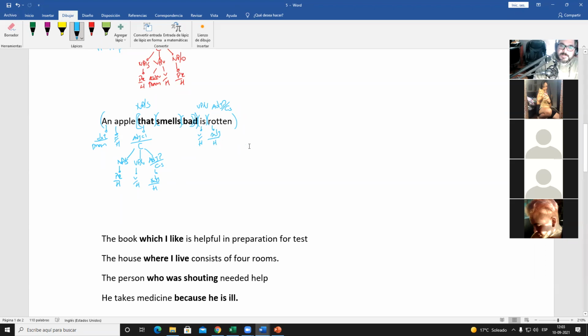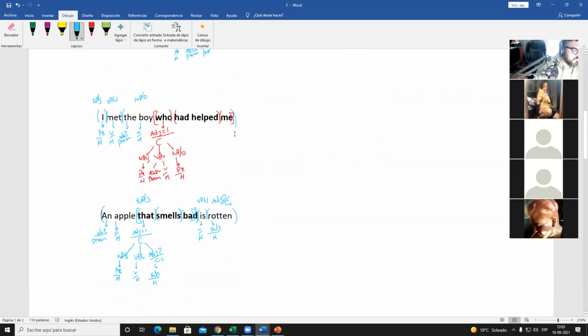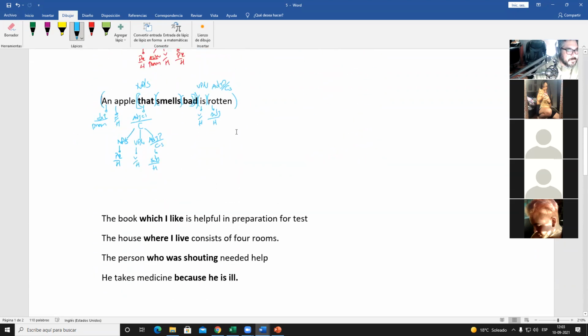Profe, en esa, el that smell bad, yo le puse como post modifier porque no la considero como dentro de todo importante la oración. Yo creo que es súper importante, mira, lee, si yo la saco, an apple is rotten. Pero esa misma la había usted analizado en la misma clase ahora y la había dejado como post modifier. ¿Lo dejé como post modifier? ¿En serio? Sí. Yo creo que me equivoqué. Ya, entonces complement. Ok.